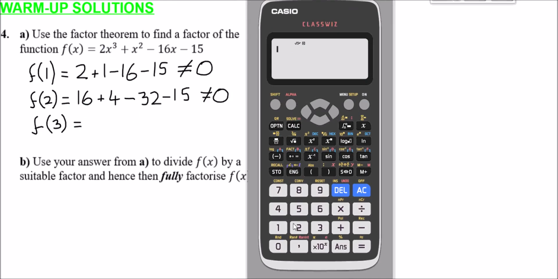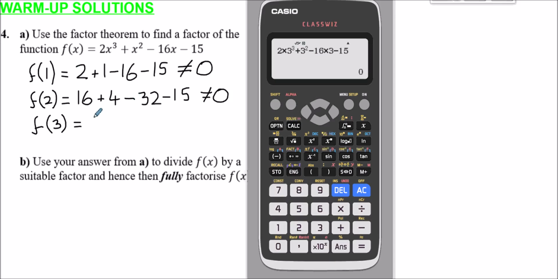So f of 3 is 2 multiplied by 3 cubed plus, then plus x squared, so we're going to add 3 squared, minus 16x, so minus 16 times 3, then minus 15. And what do you know? We have 0, so we know that 3 is a root.